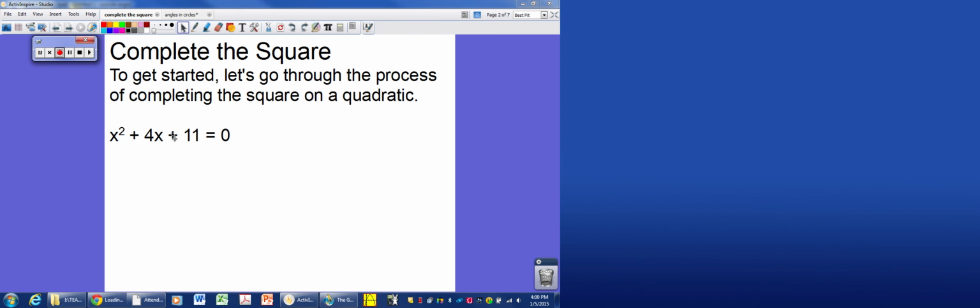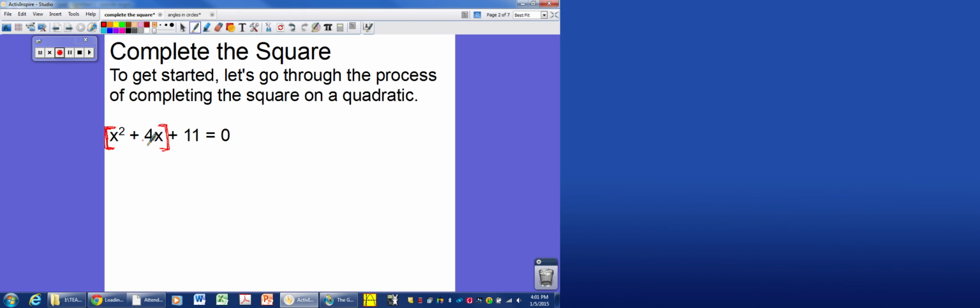So here we have ourselves just a regular old quadratic. Notice x squared plus 4x plus 11 is not a perfect square. It's not even factorable. There are no numbers that multiply to give you 11 that also add to 4, that are nice and pretty. So what we want to do is use our 2 variables and make this part into a perfect square quadratic.